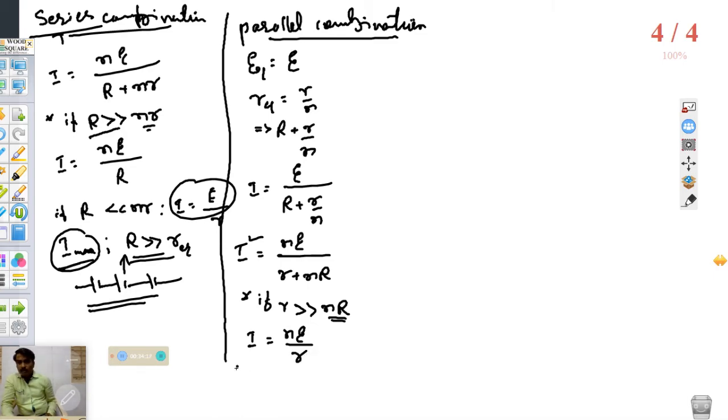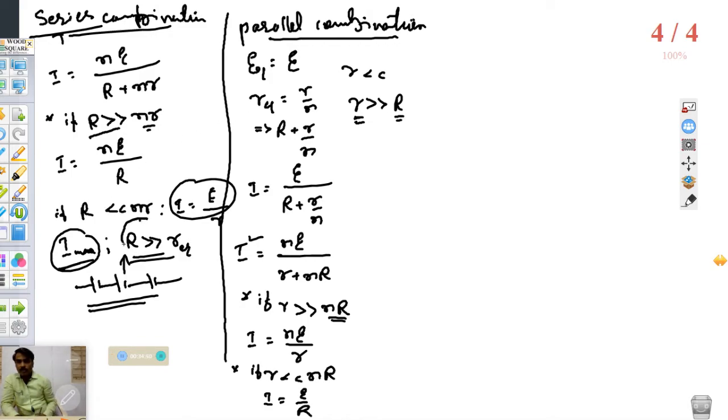Similarly, in reverse, if the R value is very much less than the internal resistance, then usually I equals E divided by capital R only. Sorry, if the internal resistance is greater than the external resistance, to get the maximum current, the condition is quite different.